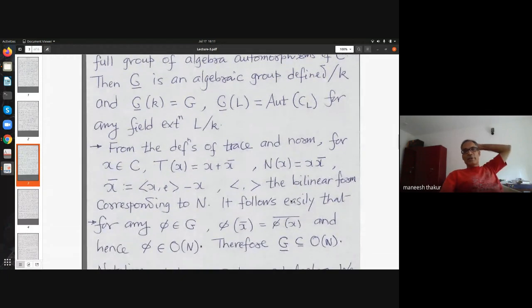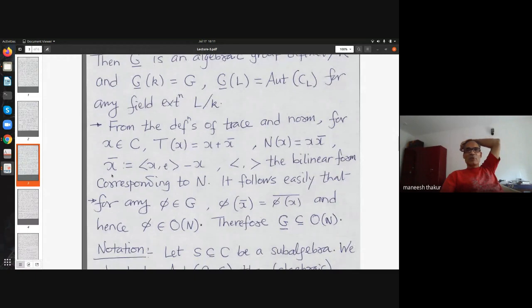And remember, the canonical involution was defined as follows. If this angular bracket denotes the bilinear form corresponding to the norm quadratic form, the involution is defined through the angular bracket of x with 1, which by definition we will call the trace, and x bar is defined as this minus x. So the trace of x is just x plus x bar, and it's a scalar. The norm of x by definition is x times x bar. This is also a scalar.